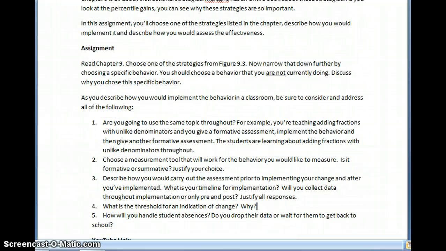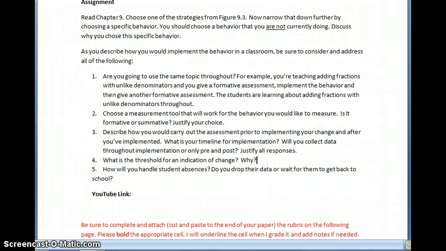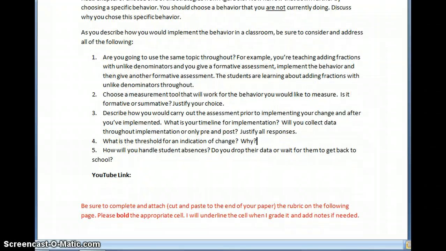Whether you're doing Chapter 9 or 10, I'd like you to choose a behavior that you are not currently doing. So hopefully you find something on that list that's new to you, maybe something you've been curious about and you'd like to try, but pick something that you're not currently doing. And then tell me why you chose that specific behavior. Once you have your choice and you know what you're going to do, I want you to think through your methodology. So I've given you some questions here to go through, and these questions, as you answer them, would set up the methodology so that if you were to actually implement this change, you would be able to go and do an assessment and collect some data from it.